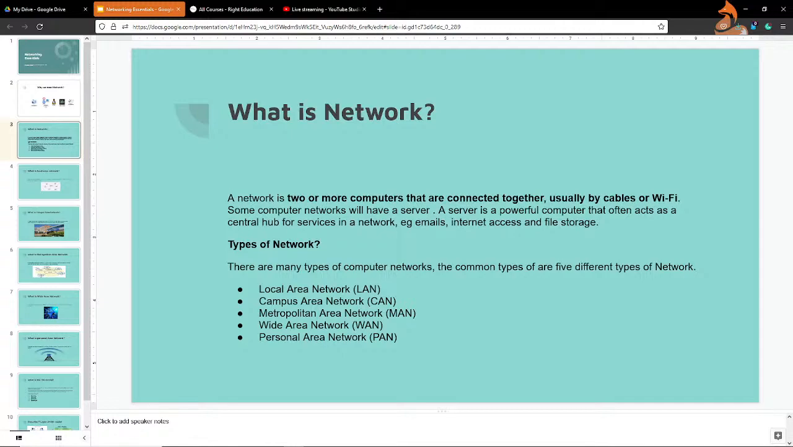Usually there are more types also, but we can only discuss these five types. Why five? Because these types are much more discussed and much more useful in any network domain. So there are five types of networks: one is a local area network, second is a campus area network, third is a metropolitan area network, fourth is a wide area network, and fifth is a personal area network. So let's deep dive into them one by one, very easily.